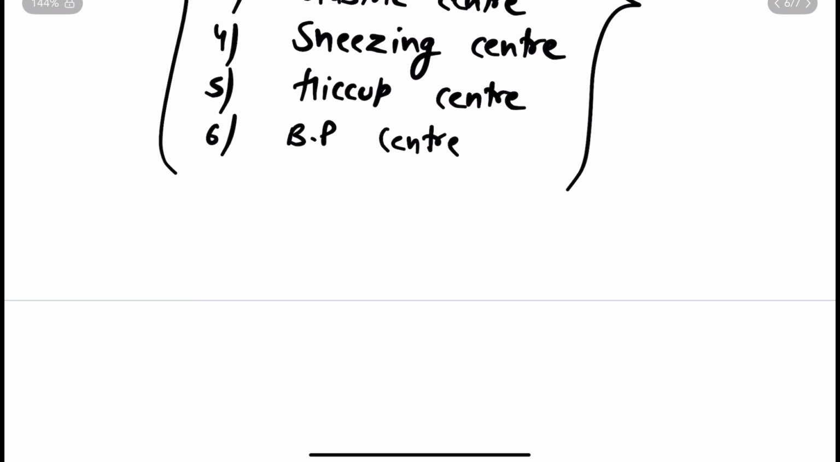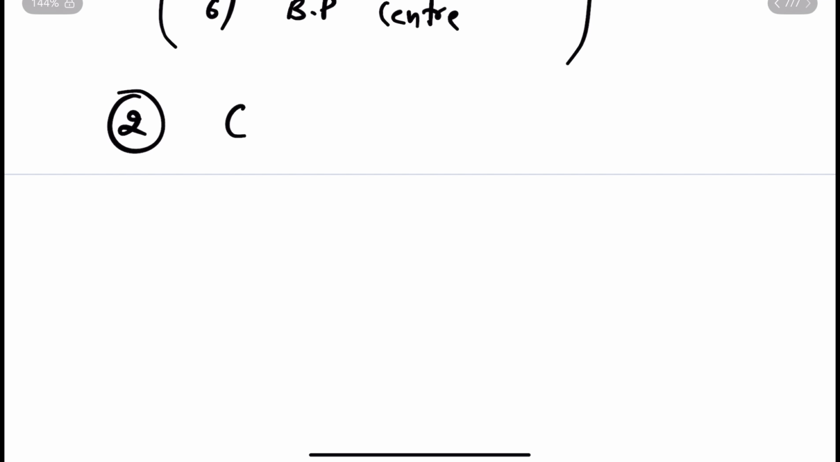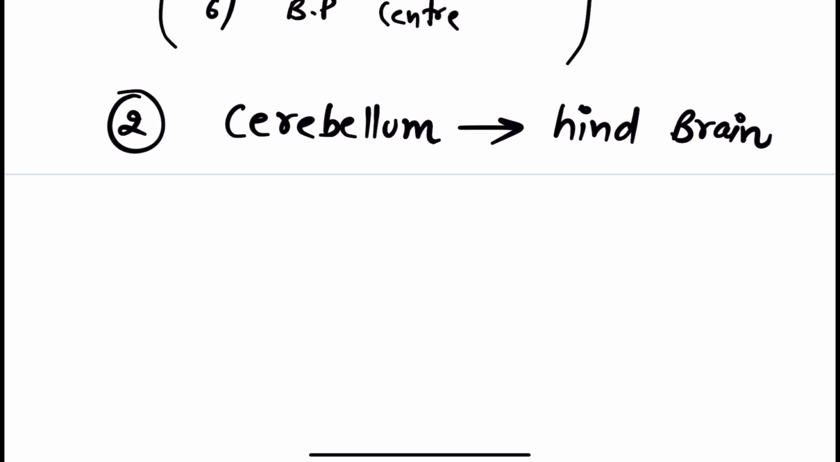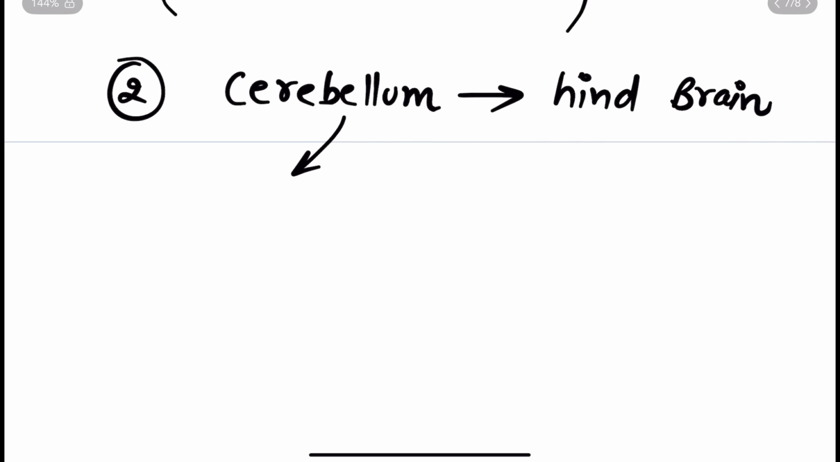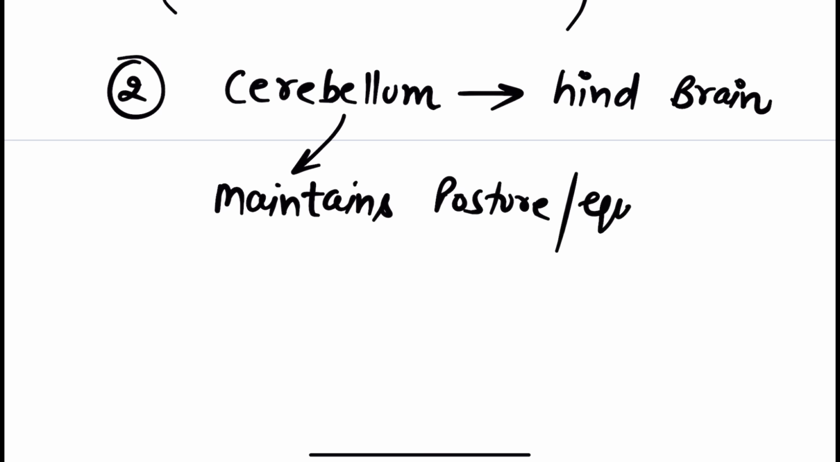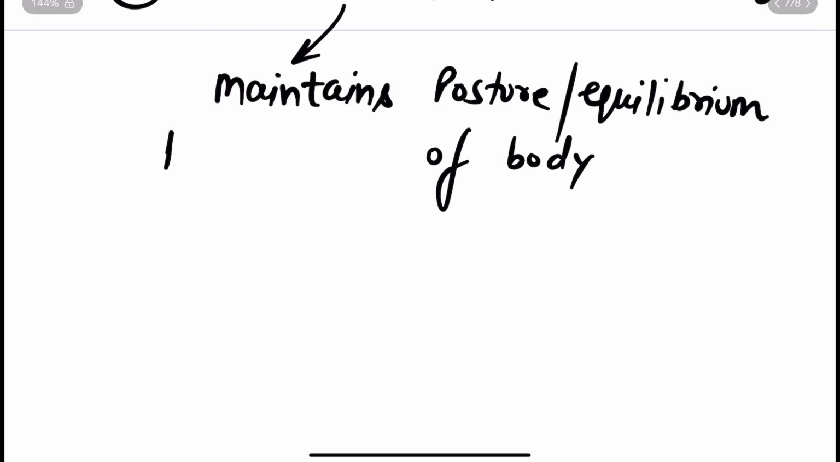The second part is cerebellum. Another very important part of the brain. It is also part of hindbrain, right? The most important function of cerebellum is it maintains posture of body, or we can say that it maintains equilibrium or posture of body. Understand it like this. I have drawn a strip over here, and I asked one of the students to walk on that strip, right?